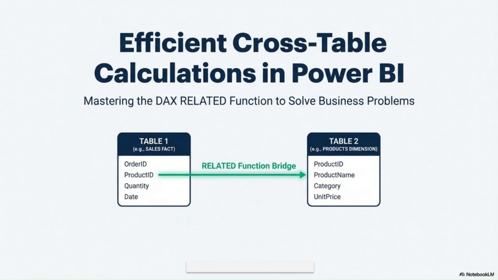In this video, we'll learn how to perform efficient cross-table calculations in Power BI using the RELATED function. The RELATED function is one of the most important DAX functions when working with multiple tables and relationships. By the end of this video, you'll understand how to calculate profit dynamically without duplicating the data or slowing down your model.